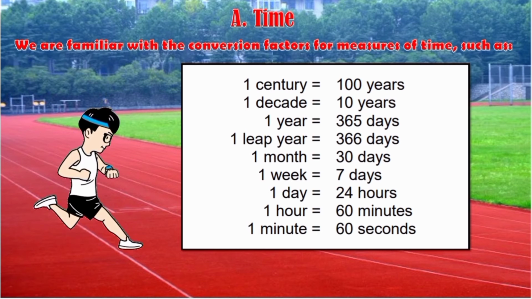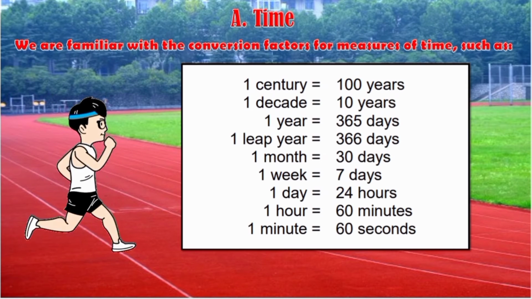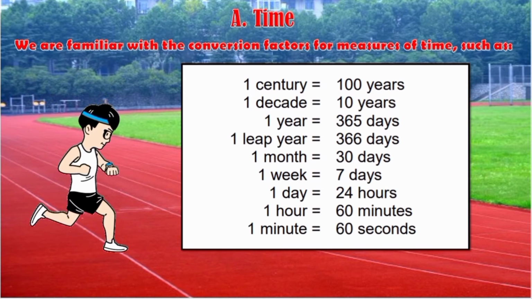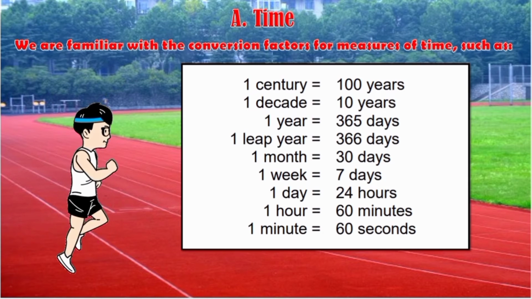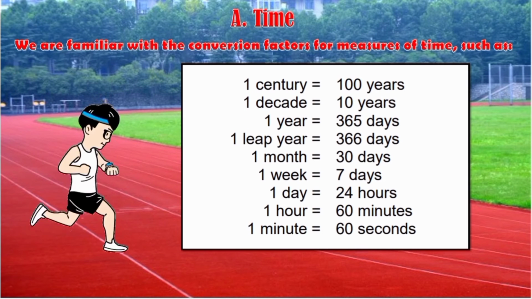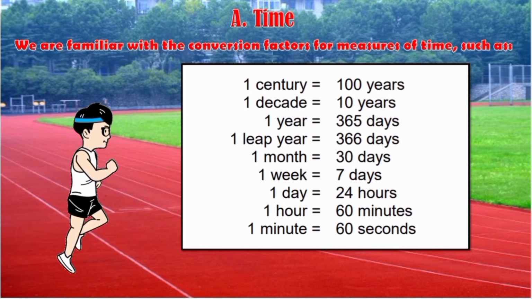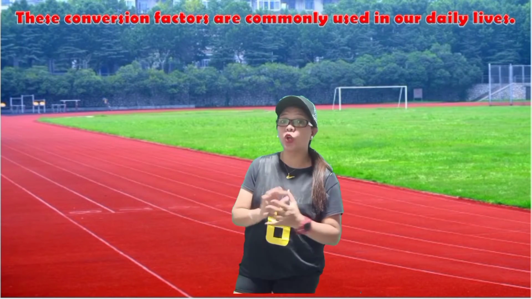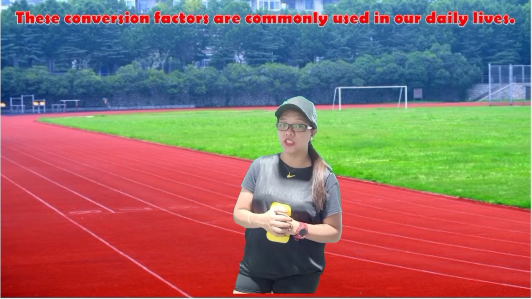1 month is 30 days. 1 week is 7 days. 1 day is 24 hours. 1 hour is 60 minutes. And 1 minute is 60 seconds. These conversion factors are commonly used in our daily lives.